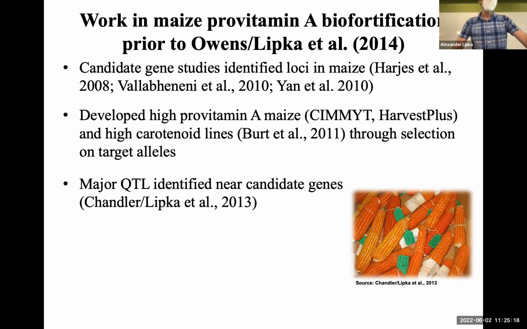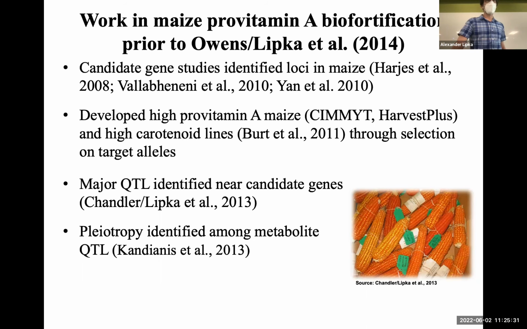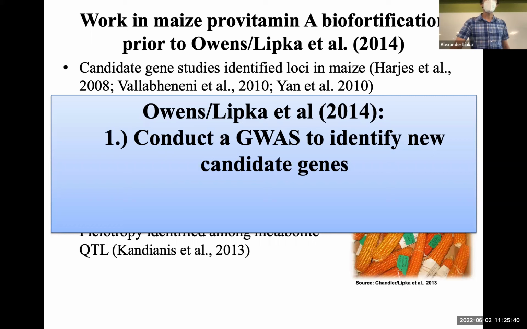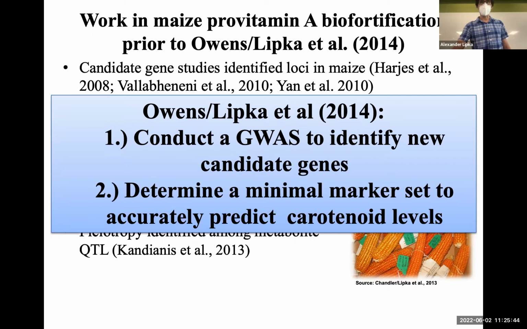And so previous work, we identified major QTL associated with kernel color that is shown in the first set of slides. And these happen to be near major carotenoid biosynthetic pathway genes. We've also identified evidence for pleiotropy. So in this work back in 2014, what we did was we conducted a GWAS to identify new candidate genes, okay? So that's what I'm going to go over now.